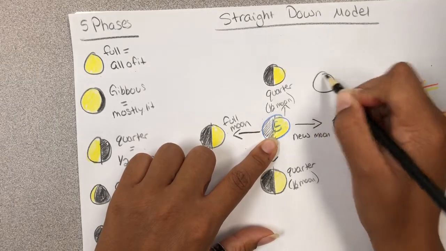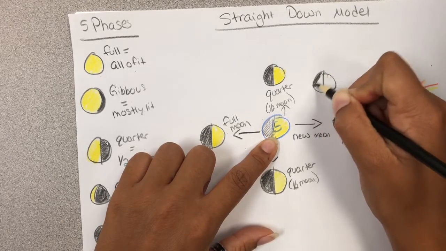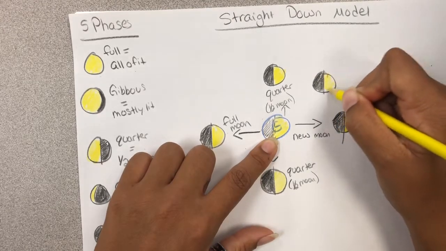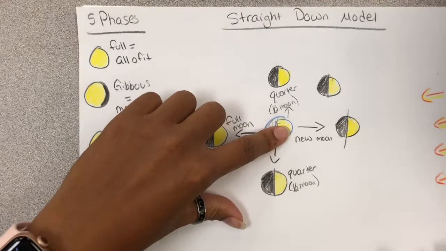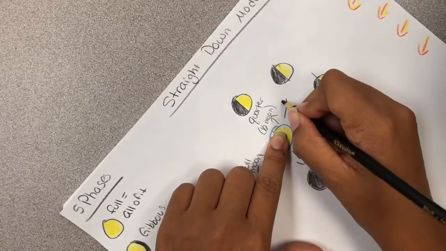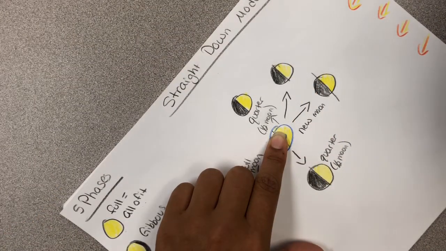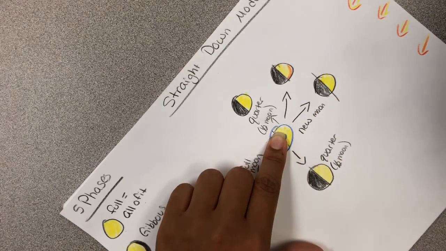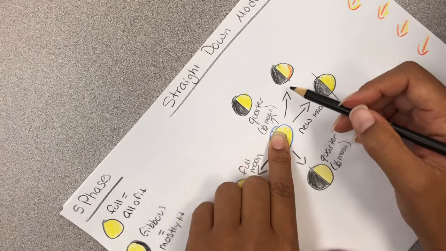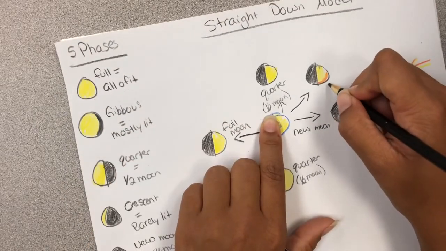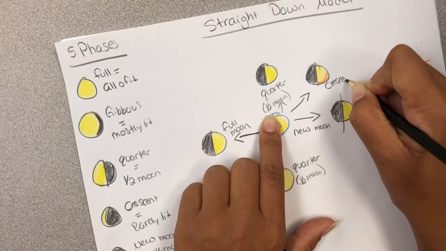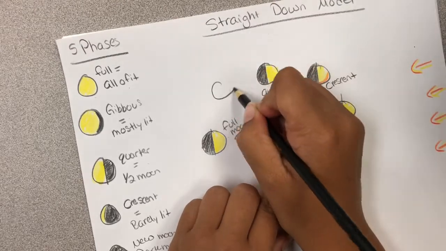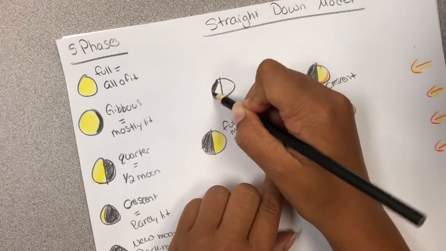Okay, so I'm going to draw a moon here. We're going to stay consistent as far as the shading goes. If we are looking from Earth's perspective, looking out, we would be able to see a sliver of it. We would only be able to see a little bit of that, and that would be our crescent moon.